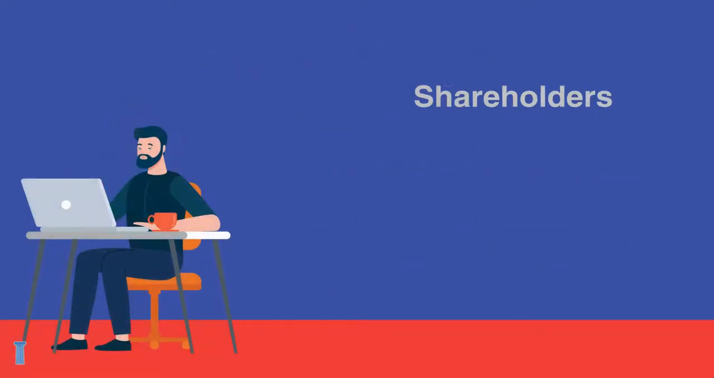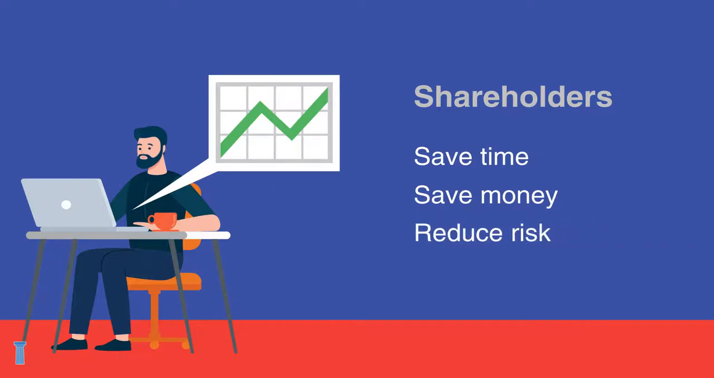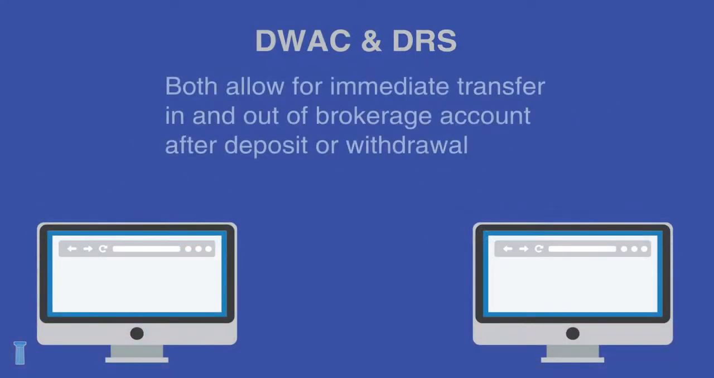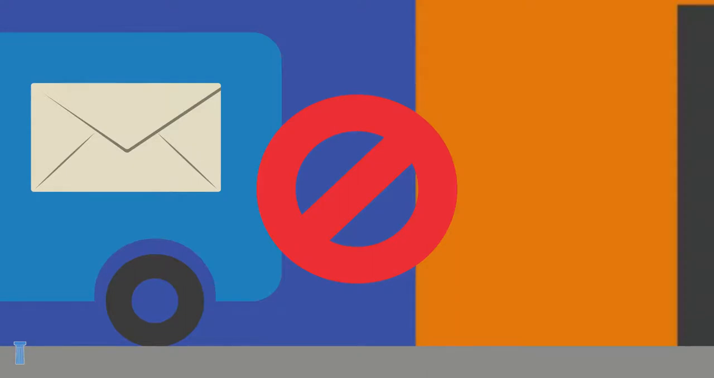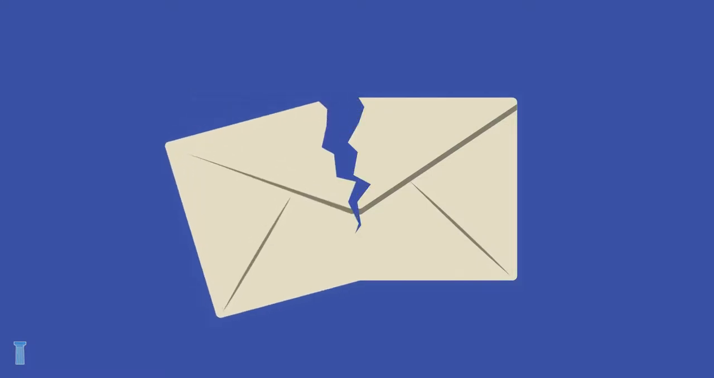The benefits of DWAC and DRS allow shareholders to save time and money and reduce their risk. With both, it is possible to deposit or withdraw shares and immediately transfer them into or out of a brokerage account. No time is needed to handle a physical delivery, so the settlement process is faster. Furthermore, companies can save money because they don't need to worry about printing a physical certificate and mailing it. Because there are no physical certificates transferred, there is no risk of damage or lost certificates during the transaction.